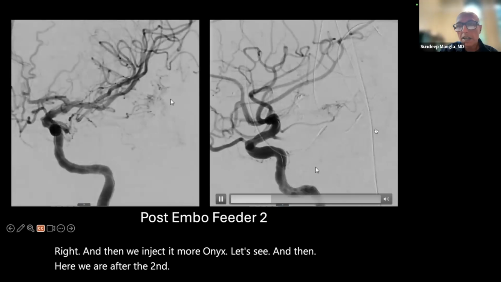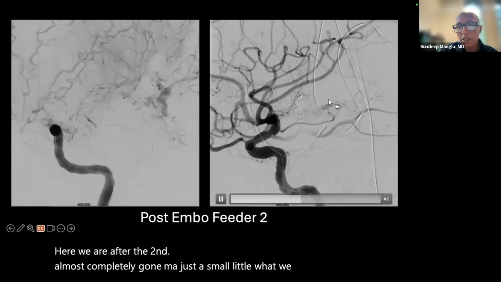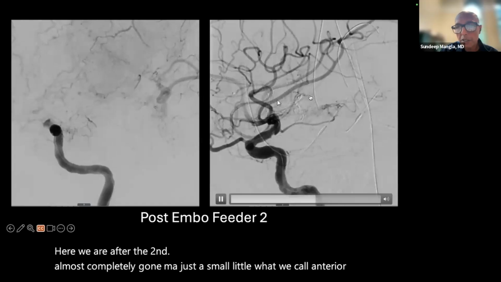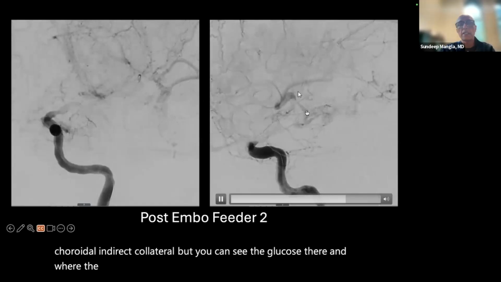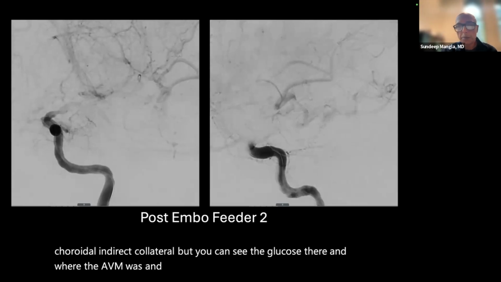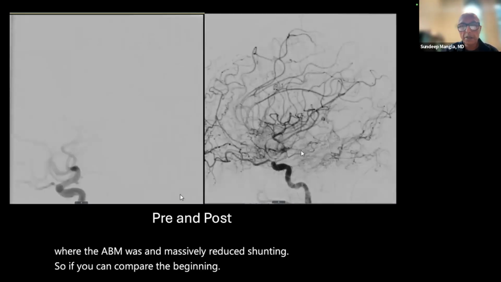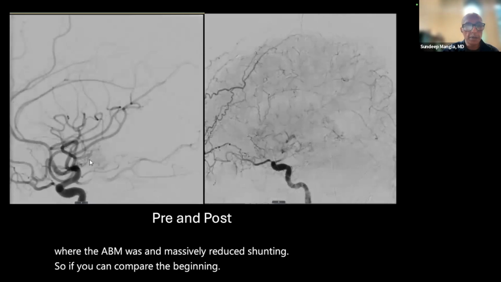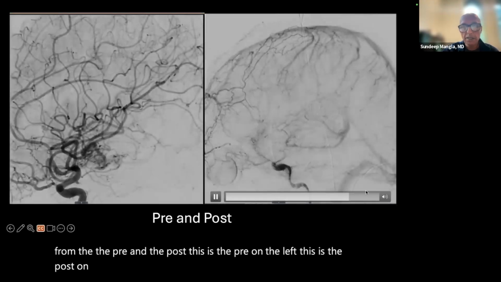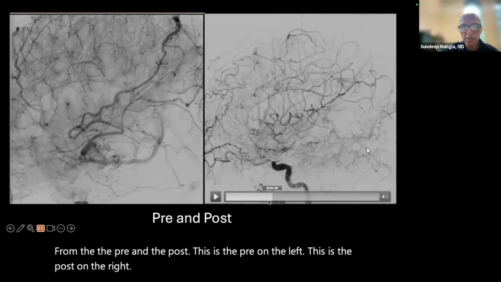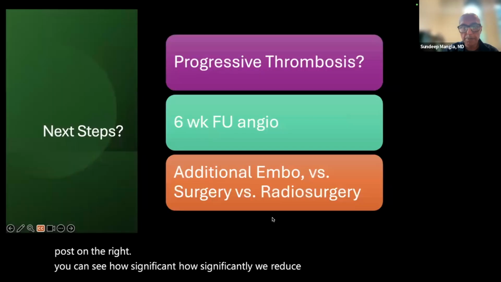Almost completely gone. Just a small little what we call anterior choroidal indirect collateral. But you can see the glue cast there where the AVM was and massively reduced shunting. If you compare the beginning, the pre is on the left, the post is on the right. You can see how significantly we reduced that AVM.